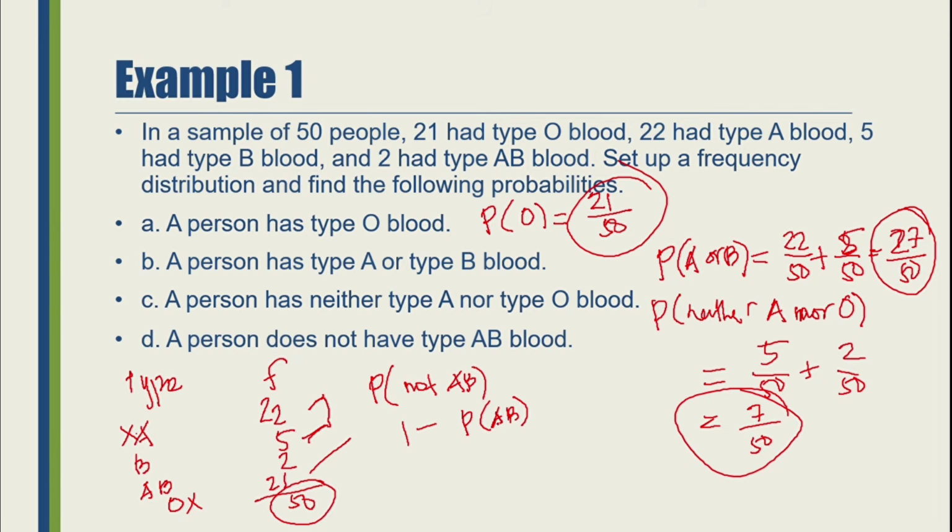Okay, complementary. So 1 minus the probability of AB. What is AB? We have 2 over 50, so 1 minus 2 over 50 is equal to 48 over 50, which is 24 over 25. Or we could add 22 plus 5 plus 21, which is equal to 48 over 50, that is equal to 24 over 25. So that's example number 1.